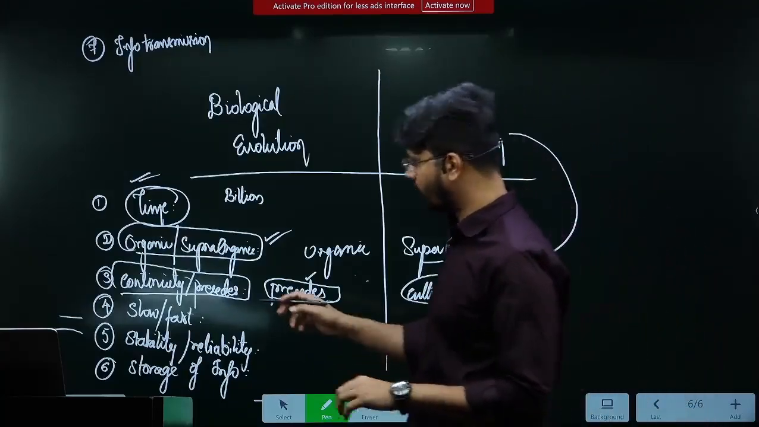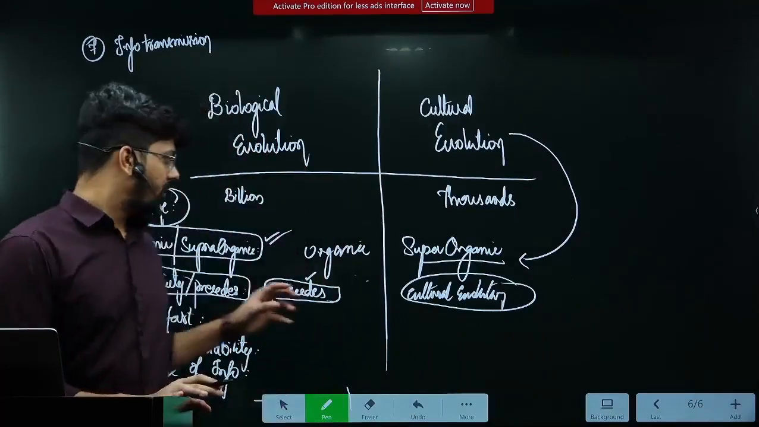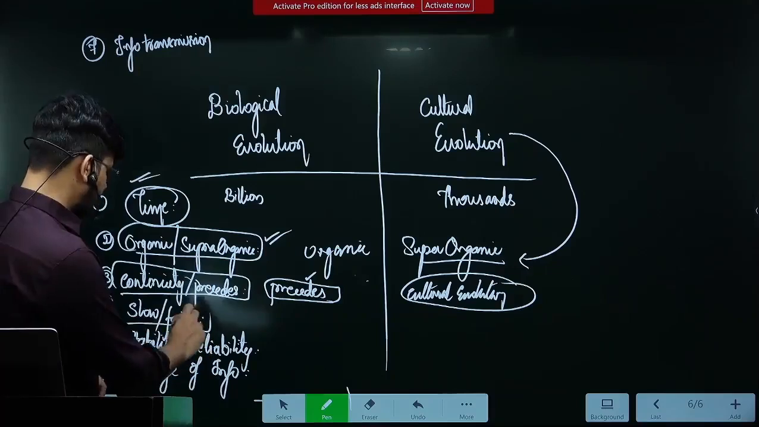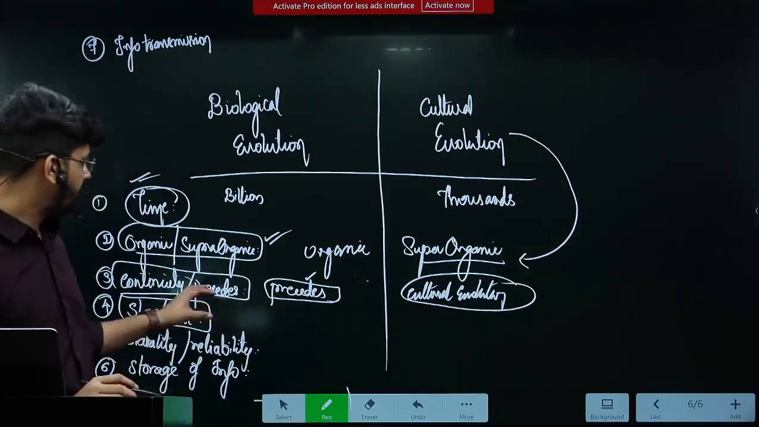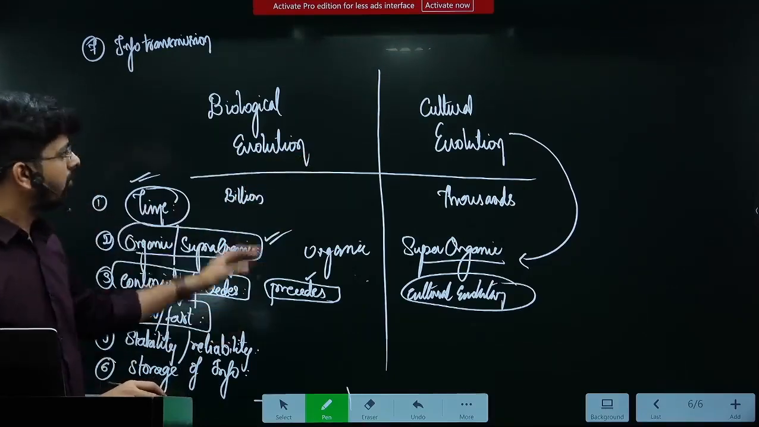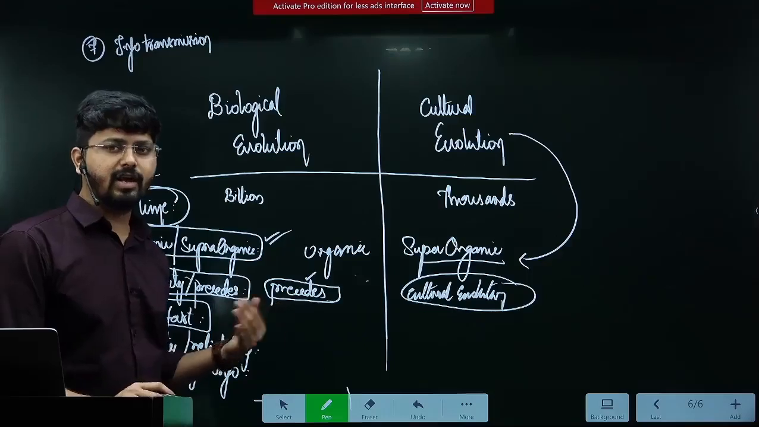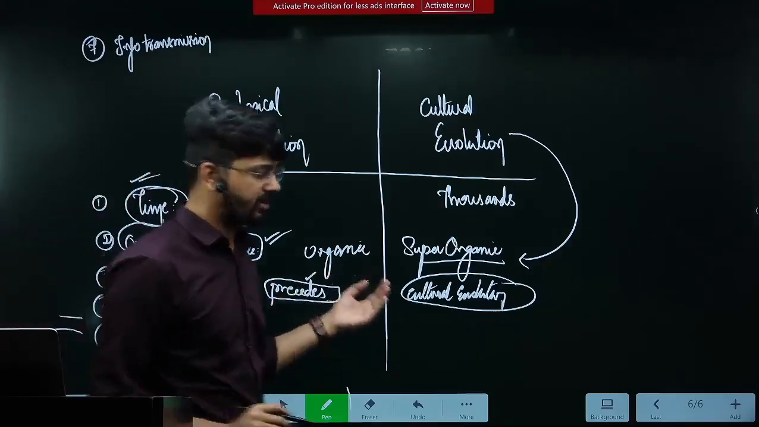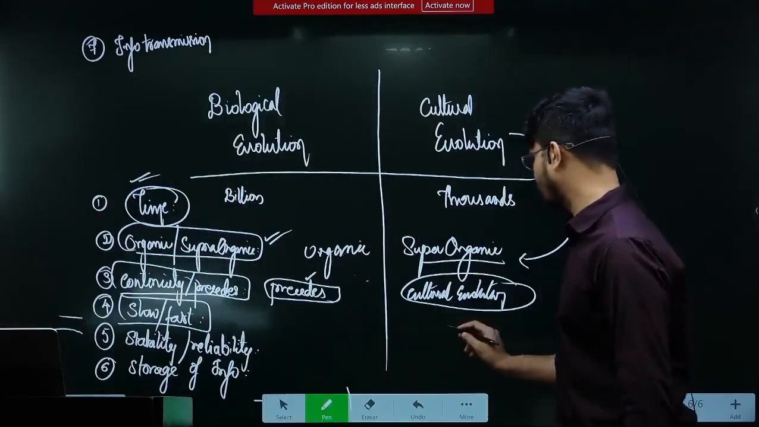Then you need to understand whether they are fast or slow. So what is the speed of the evolution that is happening? Biological evolution is very gradual and slow in process, whereas cultural evolution is very fast.